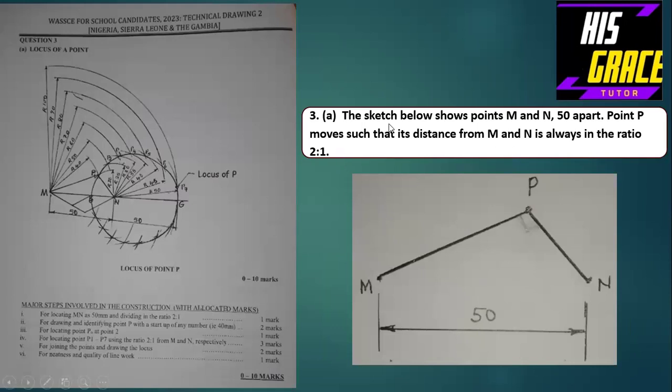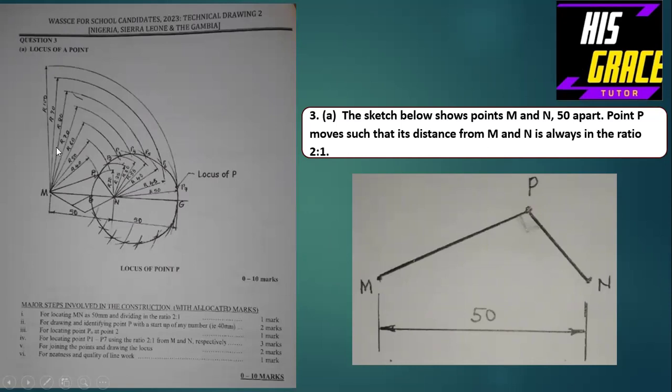As you can see here, the sketch below shows points M and N 50 apart. Point P moves such that its distance from M and N is always in the ratio of 2:1. So this is point M, this is point N, and this is point P. The distance between M and N is 50 millimeters. So we want to produce the locus of this point as it moves, as it rolls, or it moves like this.